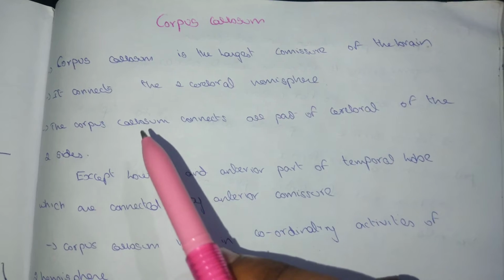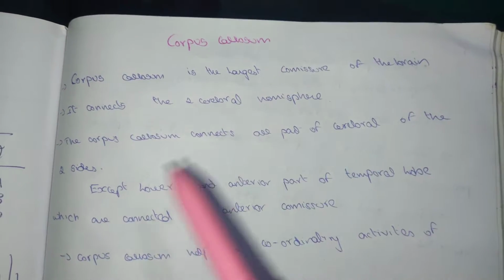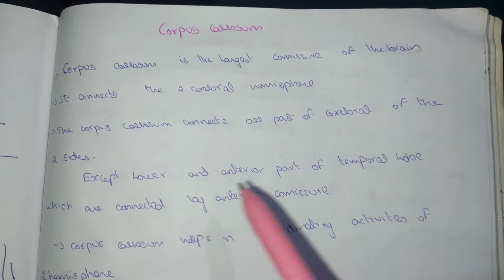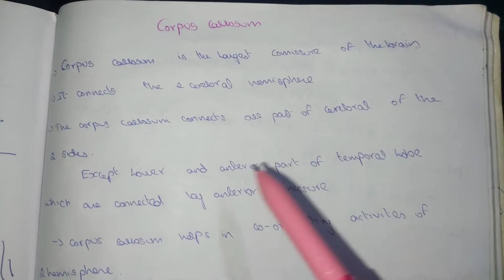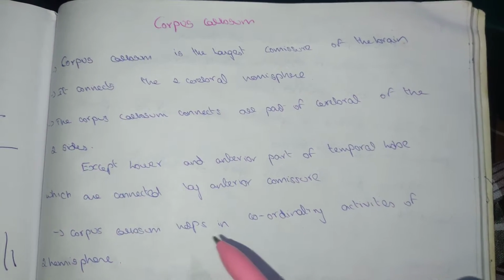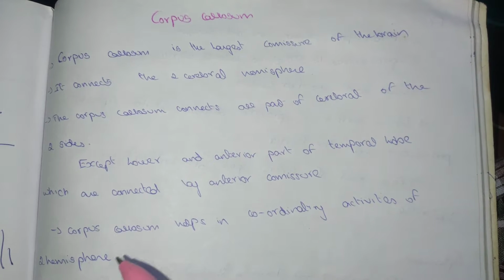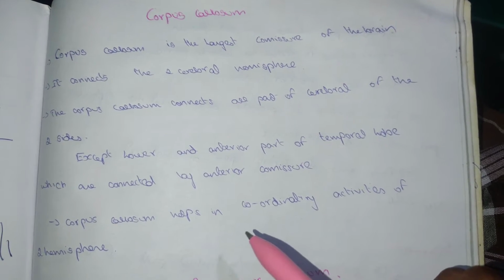The corpus callosum connects all parts of the cerebrum of the two sides except the lower and anterior part of the temporal lobe, because these parts are connected by the anterior commissure. The corpus callosum helps in coordinating the activities of the two cerebral hemispheres.